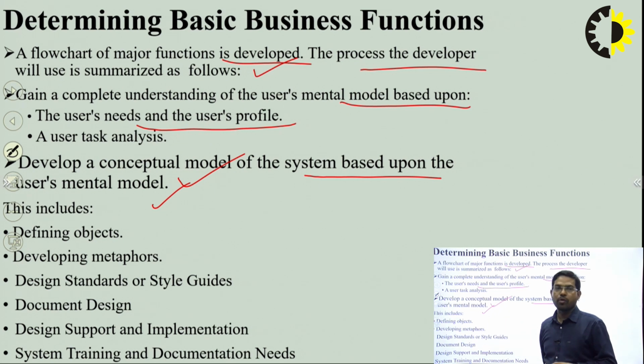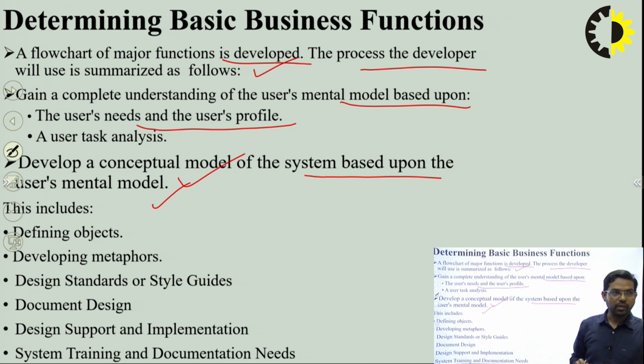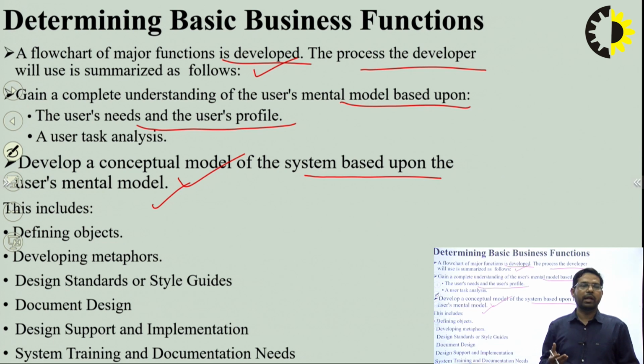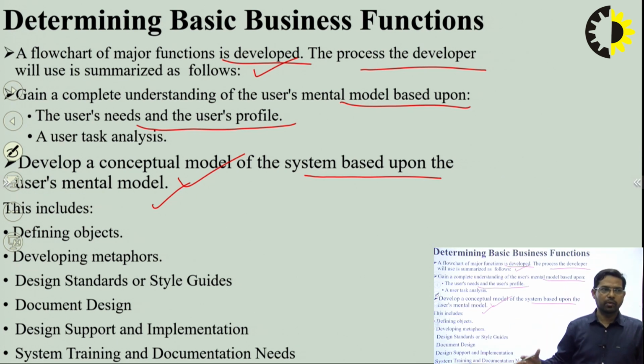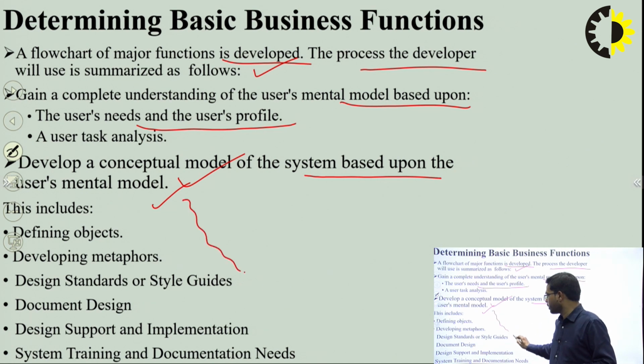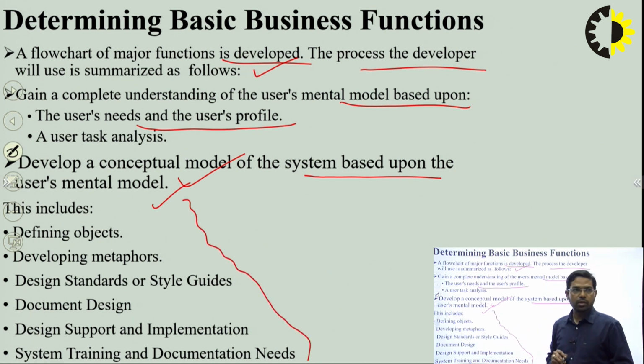First is defining objects. Defining objects means what kind of objects are there, and what we have to do using that particular object. And developing metaphors means another name for that particular function, that is called a metaphor. Next is designing the standards or the style guides. What kind of design standards are there? Document design. Then after that, design support and implementation. Next is system training and the documentation needed. These are some of the processes which we use to create a conceptual model.